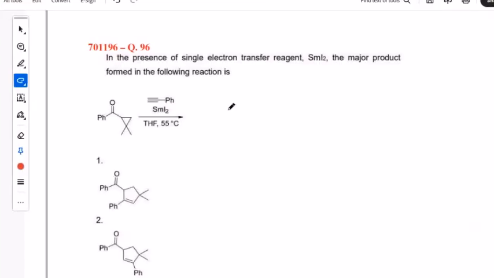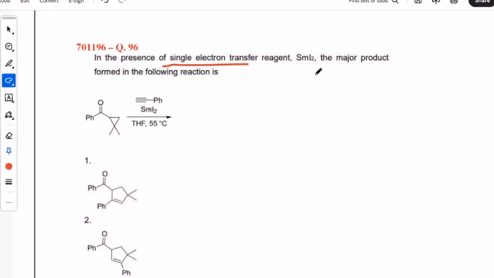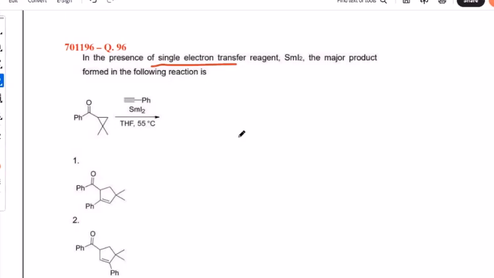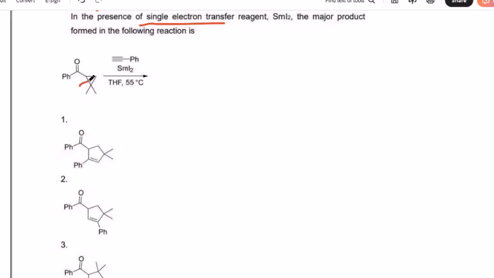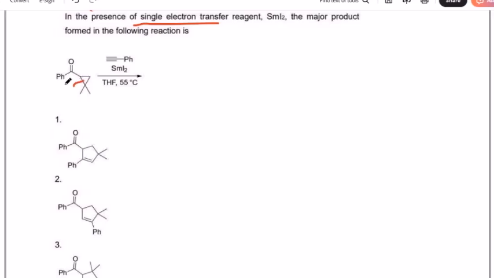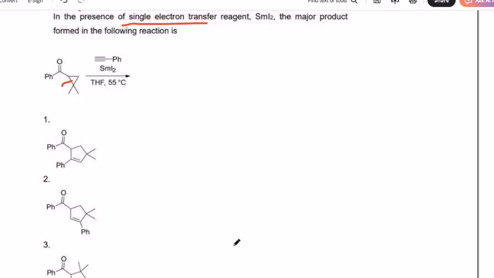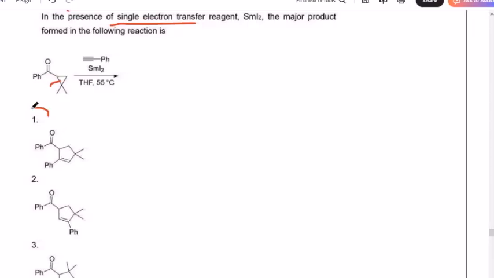Next, question number 96, in the presence of the single electron transfer reagent samarium iodide, the major product formed in the following reaction is, what is going to happen, single electron transfer, yes, here the phenyl you will put here, and here it is going to add to give this option number 1, right?